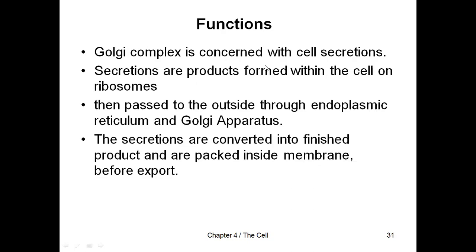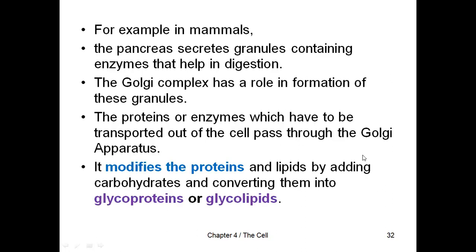Golgi complex is concerned with cell secretion. Secretions are products formed within the cell on ribosomes, then passed to the outside through the endoplasmic reticulum and the Golgi apparatus. The secretions are converted into finished product and are packed inside the membrane before they are exported. In mammals, the pancreas secretes granules containing enzymes that help in digestion.